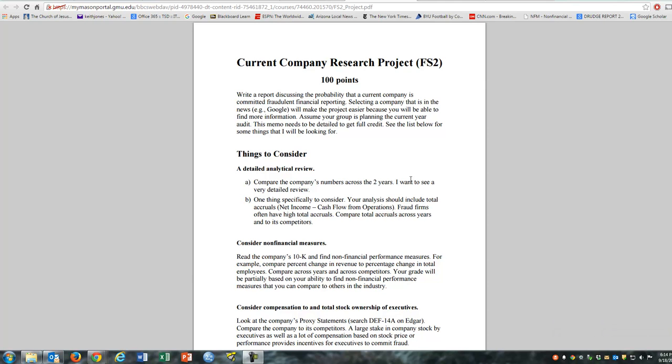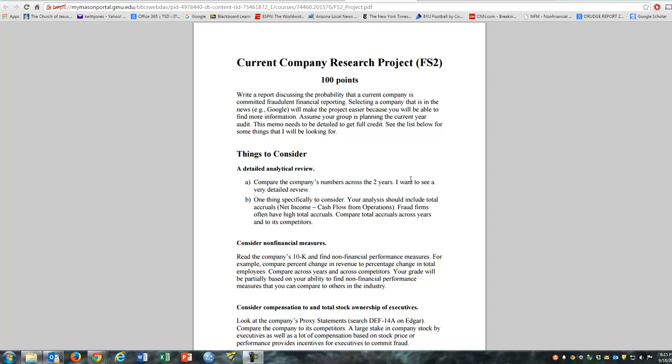And then the other thing that you want to consider is non-financial information. Like in the PowerPoint presentation that we went through on using non-financial information to assess fraud risk, what you want to do is read the 10K and look for non-financial information that they disclose. Like if you're looking at Chipotle, they probably tell you how many stores they have, right? And I don't know if they give you some detail about customers. They'll probably give you detailed information about how many employees they have.